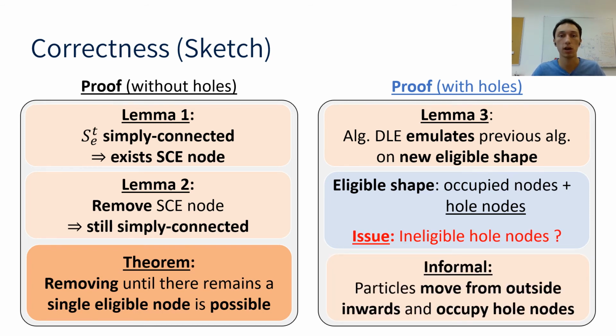Informally, during the algorithm, particles move from the outside inwards and occupy whole nodes. When that happens, they can make these whole nodes ineligible before moving inwards again if necessary.